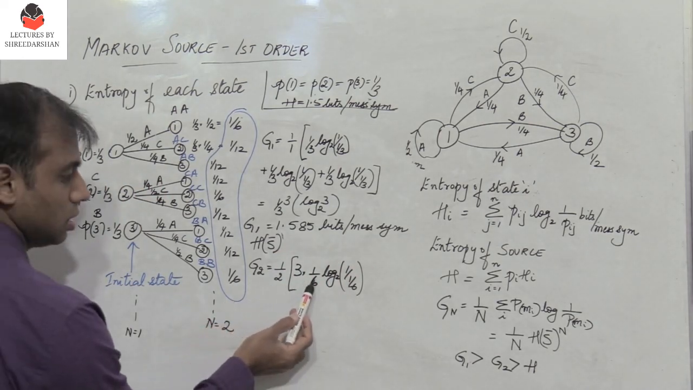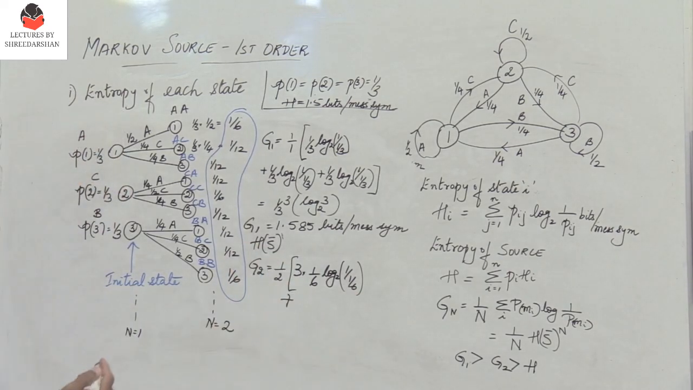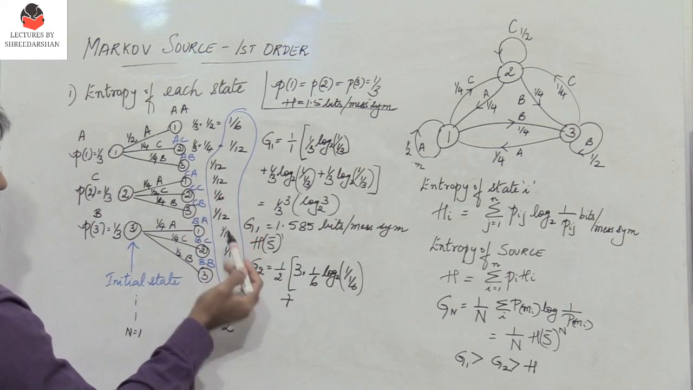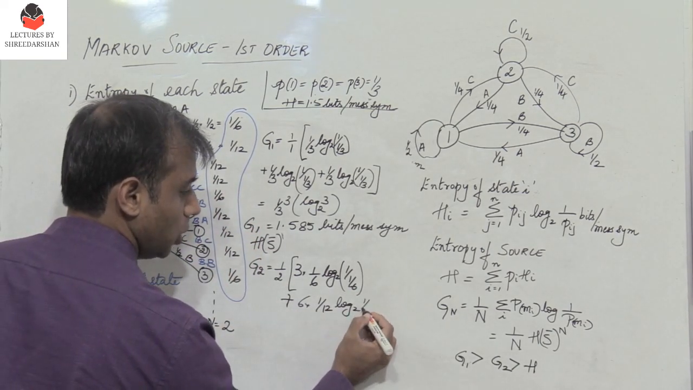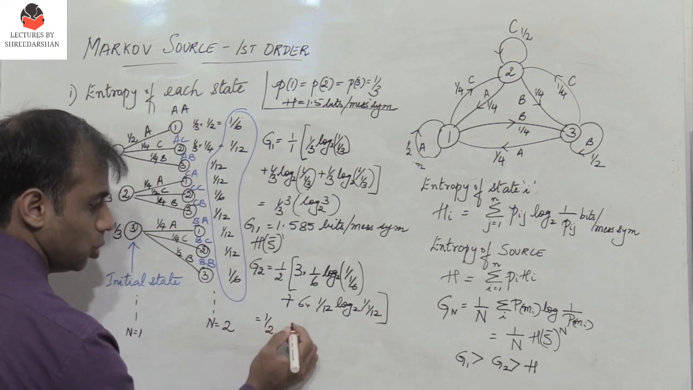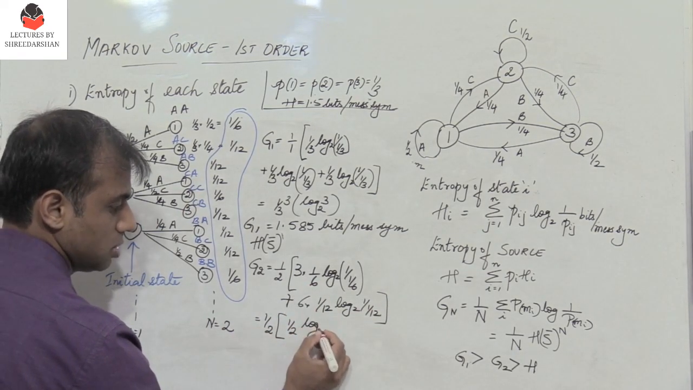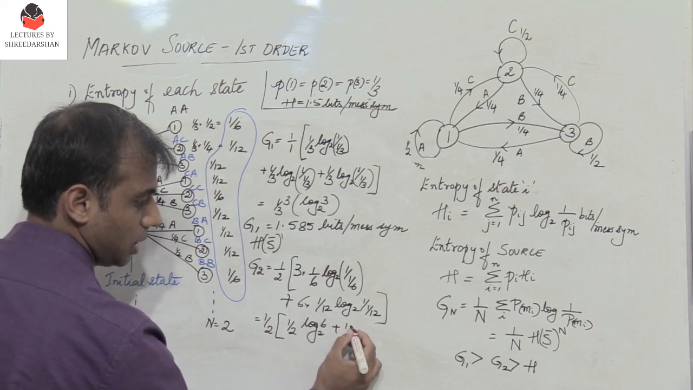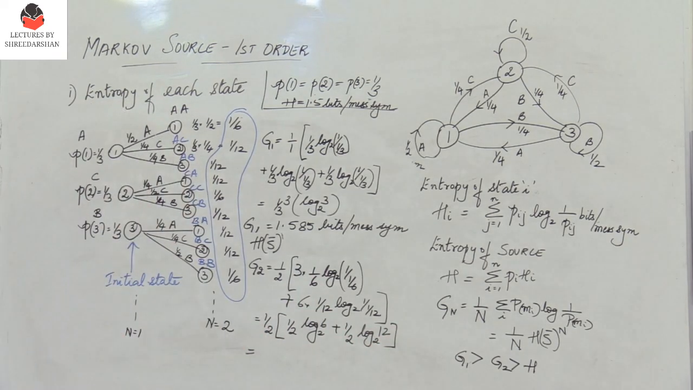So instead of writing this term 3 times, I have written 3 into this plus, how many 1 by 12s are there? 1, 2, 3, 4, 5, 6. So 6 into 1 by 12 log to base 2 1 divided by 1 by 12. Alright, so I get 1 by 2 into, this is 1 by 2 log 6 to base 2 plus this is again 1 by 2 log 12 to base 2. Alright, so do not forget this 1 by 2 here, else your answer would go wrong.